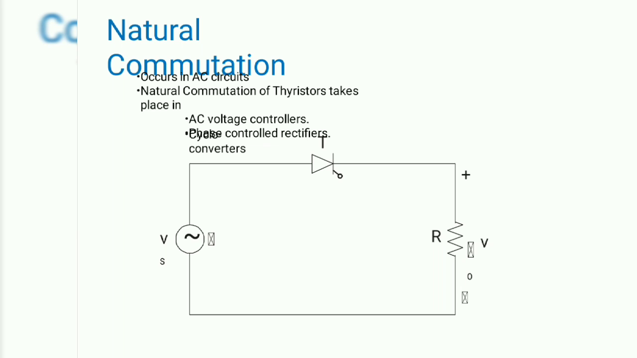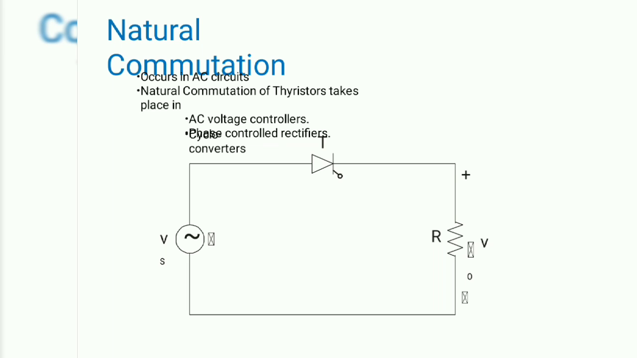See here, the circuit consists of an AC supply voltage, a thyristor, and a resistance connected in series. Natural commutation means no external components are required to turn off the SCR. During the positive half cycle, the SCR starts conducting with a proper gate voltage provided.